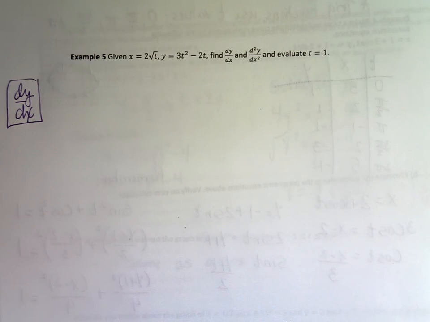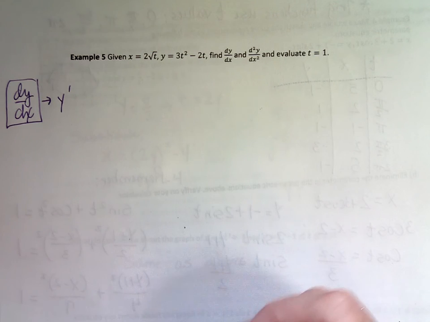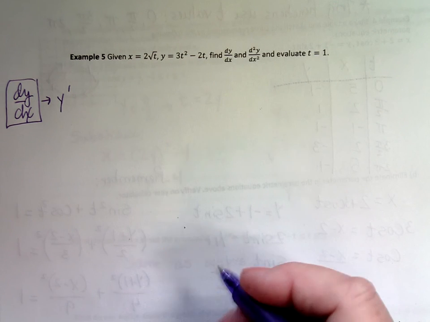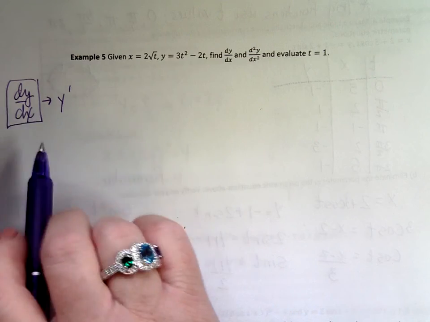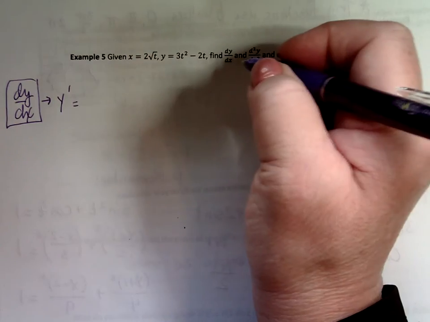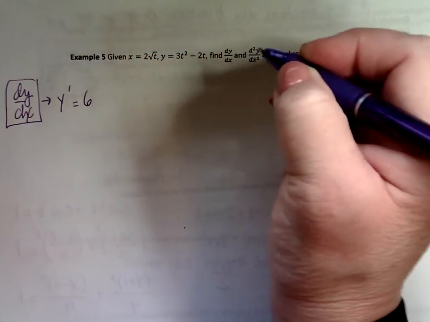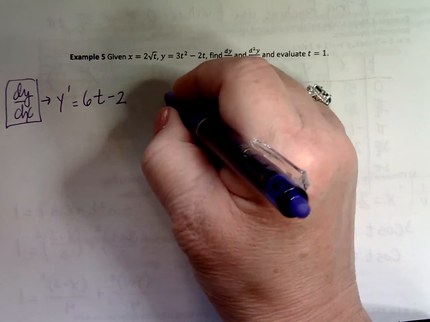Well, that's the same thing as finding y prime and x prime, right? I've got y prime, so I'm going to start with y prime because that's my dy over dt. My y prime is going to be 3t squared minus 2, so I'm going to take the derivative of that, and I get 6t minus 2. Then I got to find my x prime.